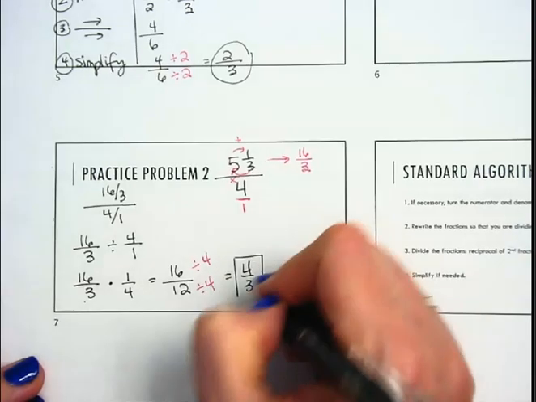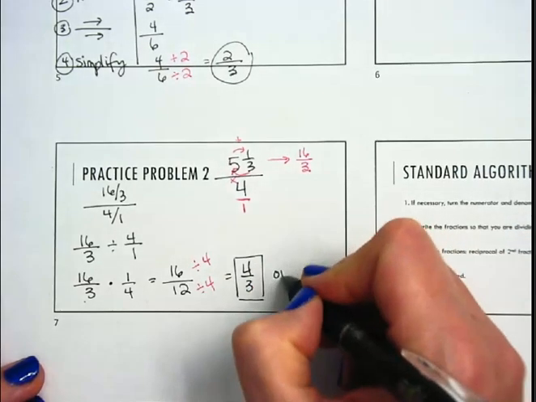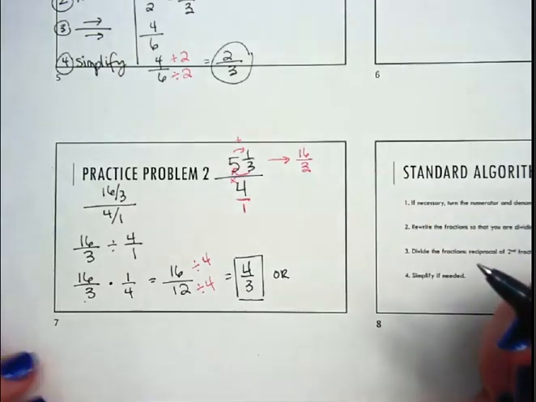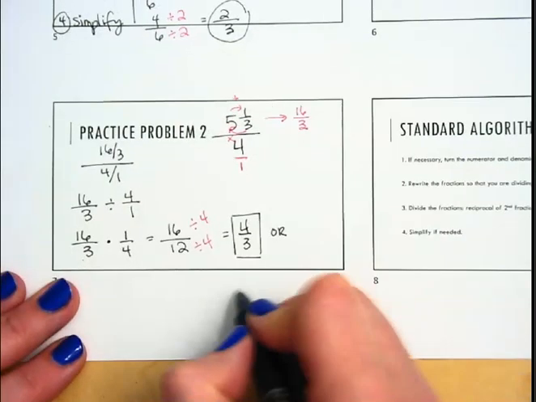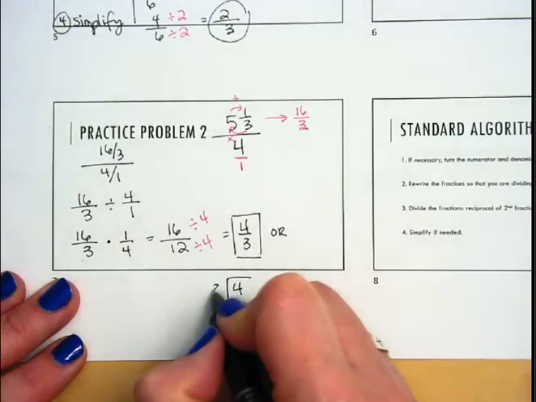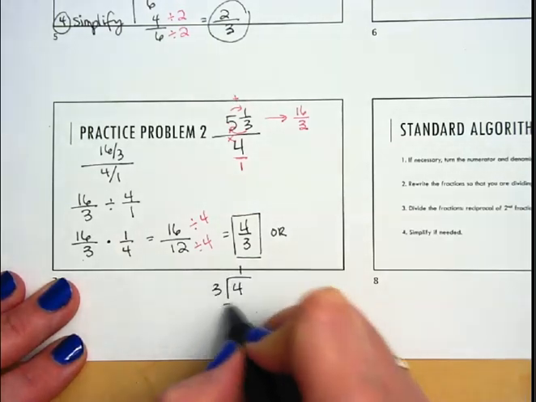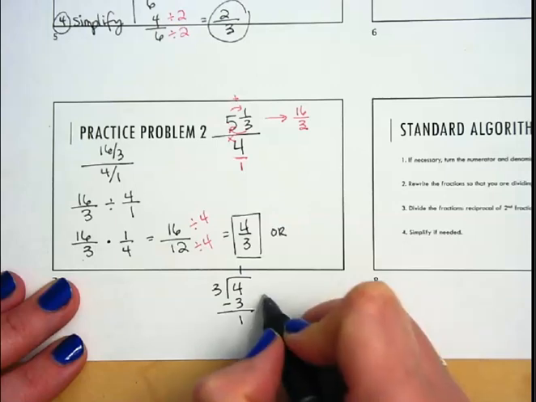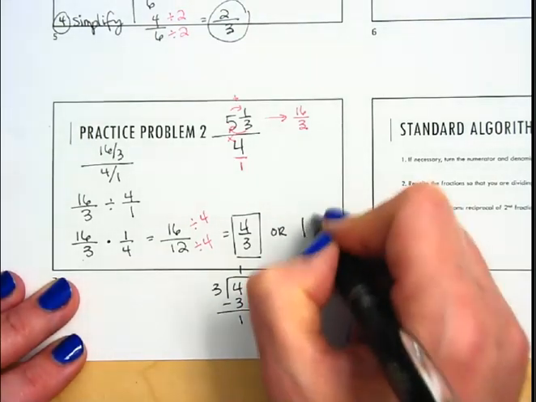And I will accept this answer, or if you want to convert it to a mixed number, you would just do a real quick division problem. 4 divided by 3. 3 goes into 4 one time with a remainder of 1, and that will become 1 1/3.